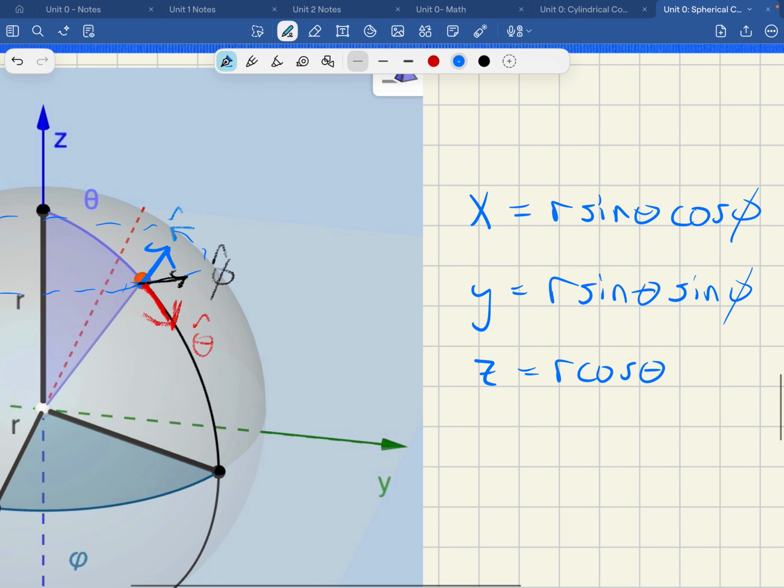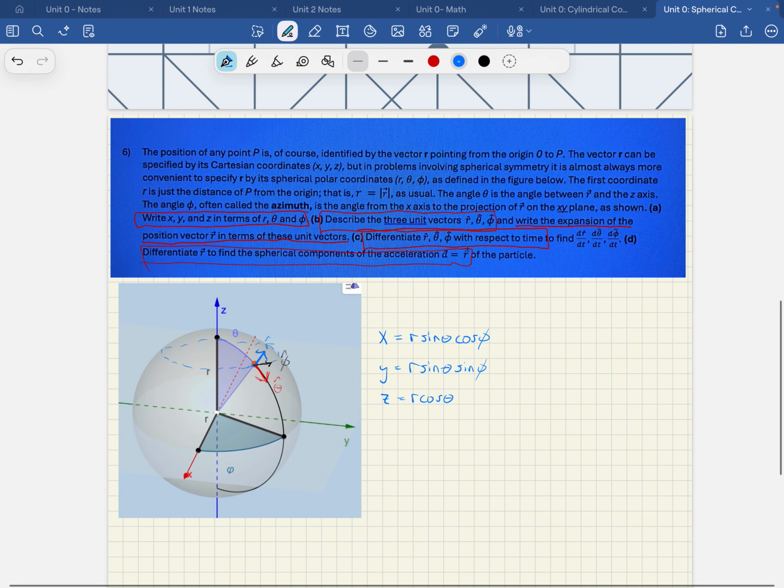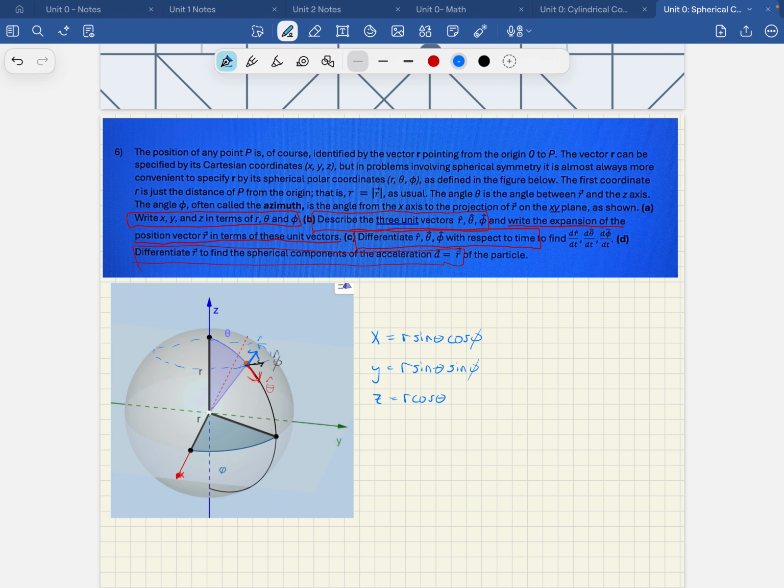Okay, but now we need to write the directions. We've described the unit vectors, but we need to write an expression. We need to differentiate r hat, theta hat, and phi hat. Before we do that, the next thing that we are asked to do is write the r vector in terms of r, theta, phi, and r hat, theta hat, and phi hat. And this one's just really super simple.